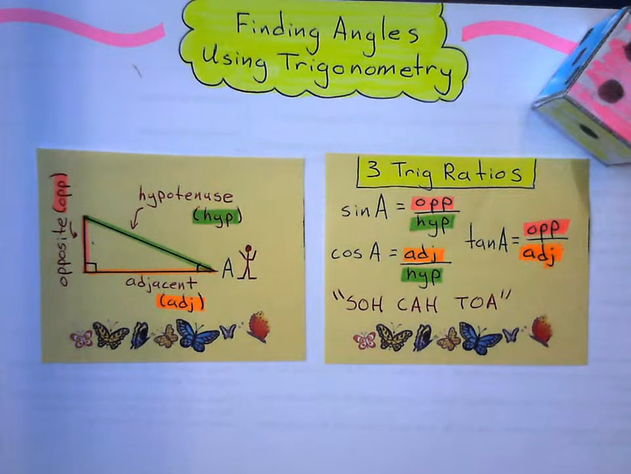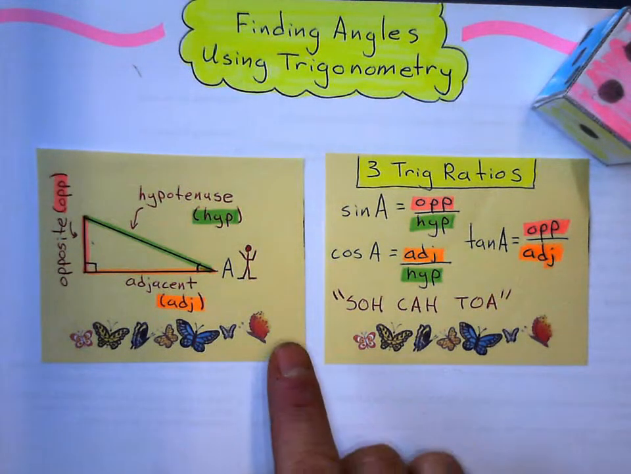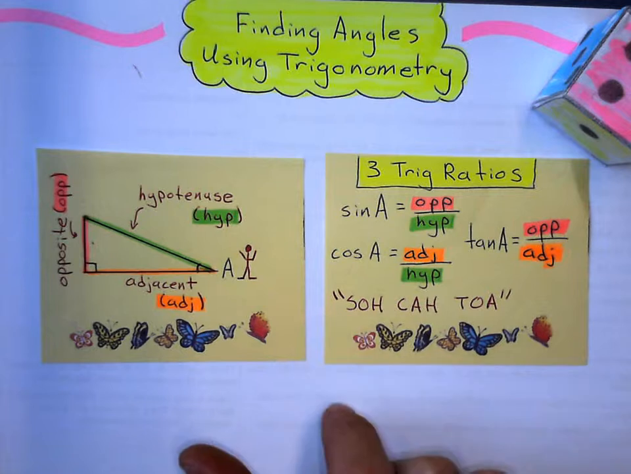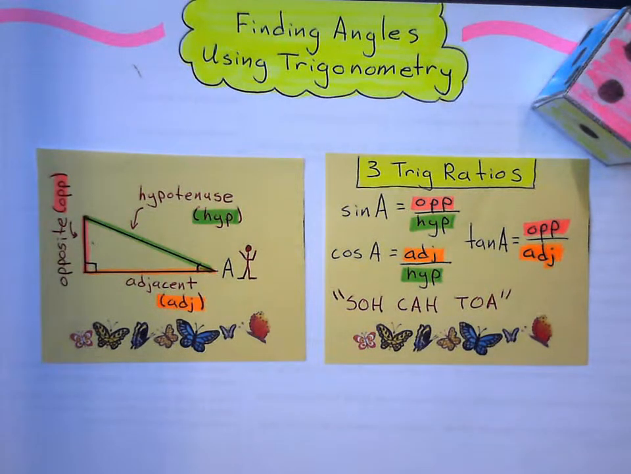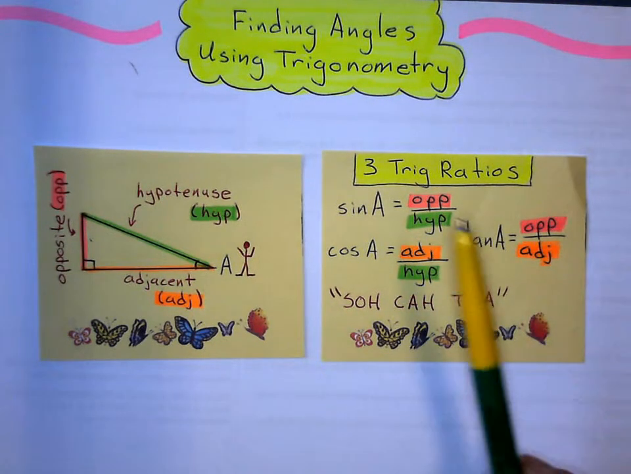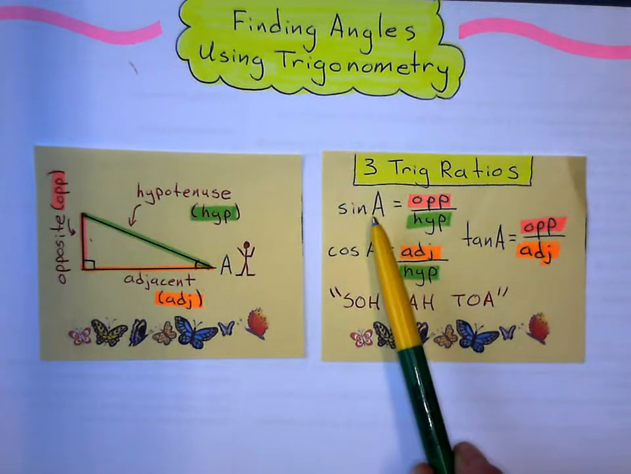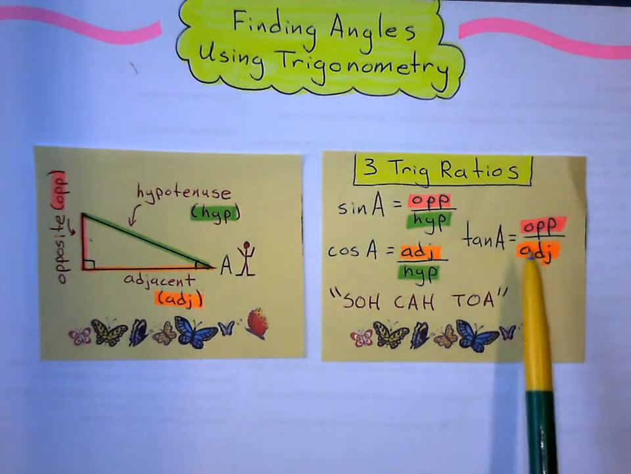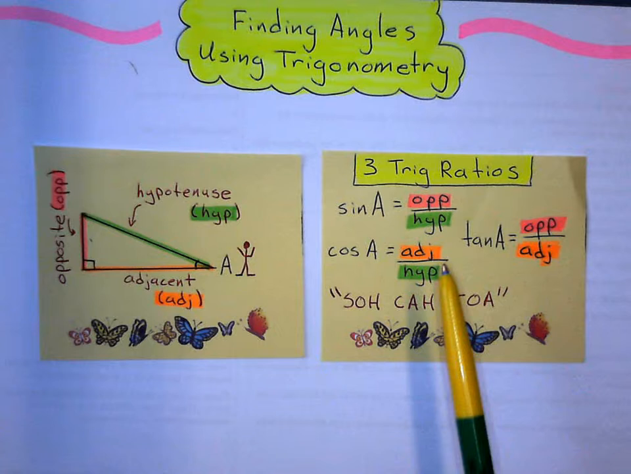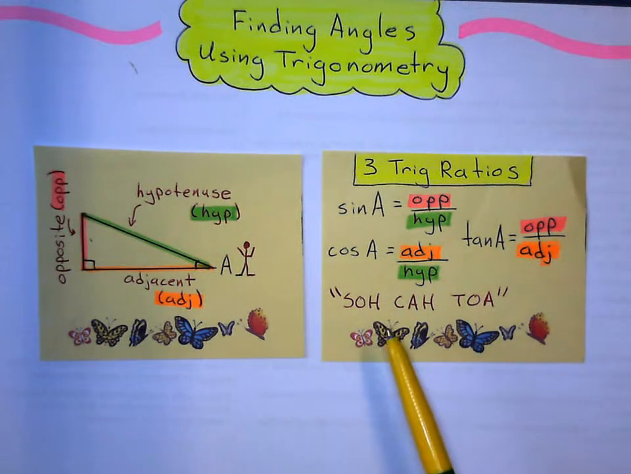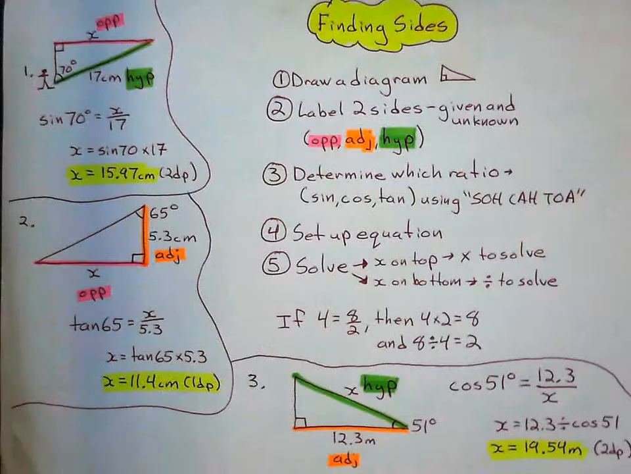Alright, so as a review, we're going to be looking at finding angles using trigonometry. With the finding sides notes, we defined the three basic trig ratios: sine of angle A, cosine of angle A, and tangent of angle A. So we're going to use these basic notes to find some angles. Here were the notes for finding sides that I did last lesson.